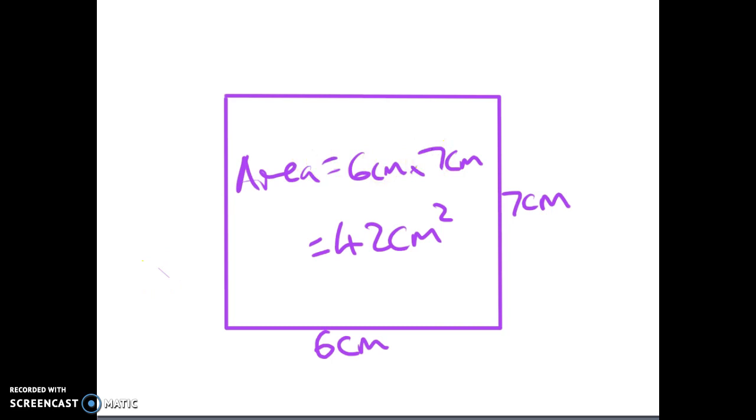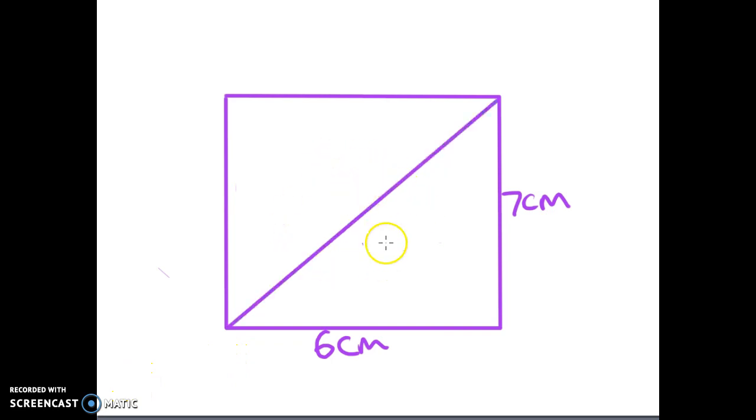Right, so moving on to looking at the area of a triangle then. I've now split my rectangle into two triangles. So it's still got the same base length, still got the same height, but I've just split it in half. So hopefully it should be fairly obvious that the area of this triangle is going to be exactly what we did before, which is 6 centimeters times 7 centimeters.